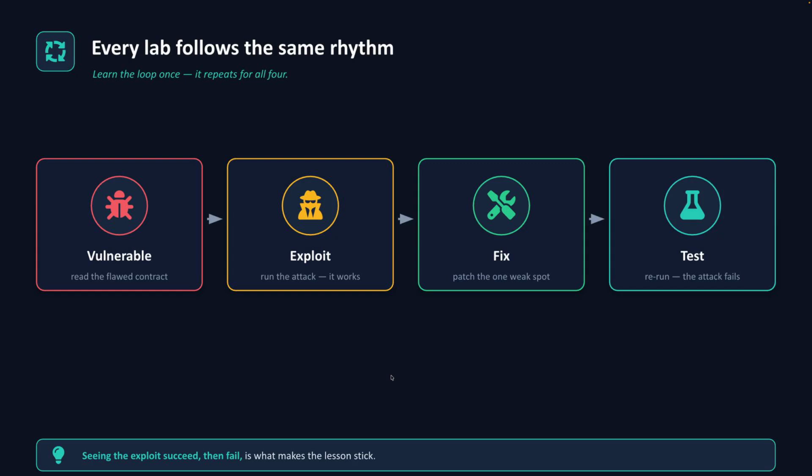Let me repeat it once more. First, we will look at the flawed contract or the vulnerability. Second, we will run the exploit and see that it works. How are we going to test that? We will test that using unit test cases. Thirdly, we will fix the vulnerability, and at last we will rerun the test and ensure that the hack never happens again.